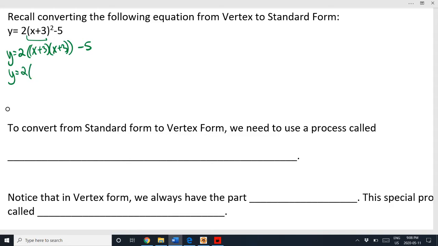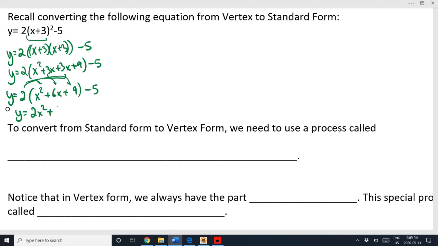So we can do first, which is x squared, outer, inner, and then last. And then we're going to simplify what's in the bracket by adding what's in the center here. So we have two like terms, the 3x and the 3x. So we're just going to add those together. And then we have to rainbow this 2 into everything inside this bracket now. So y is equal to 2x squared plus 12x plus 18 minus 5.